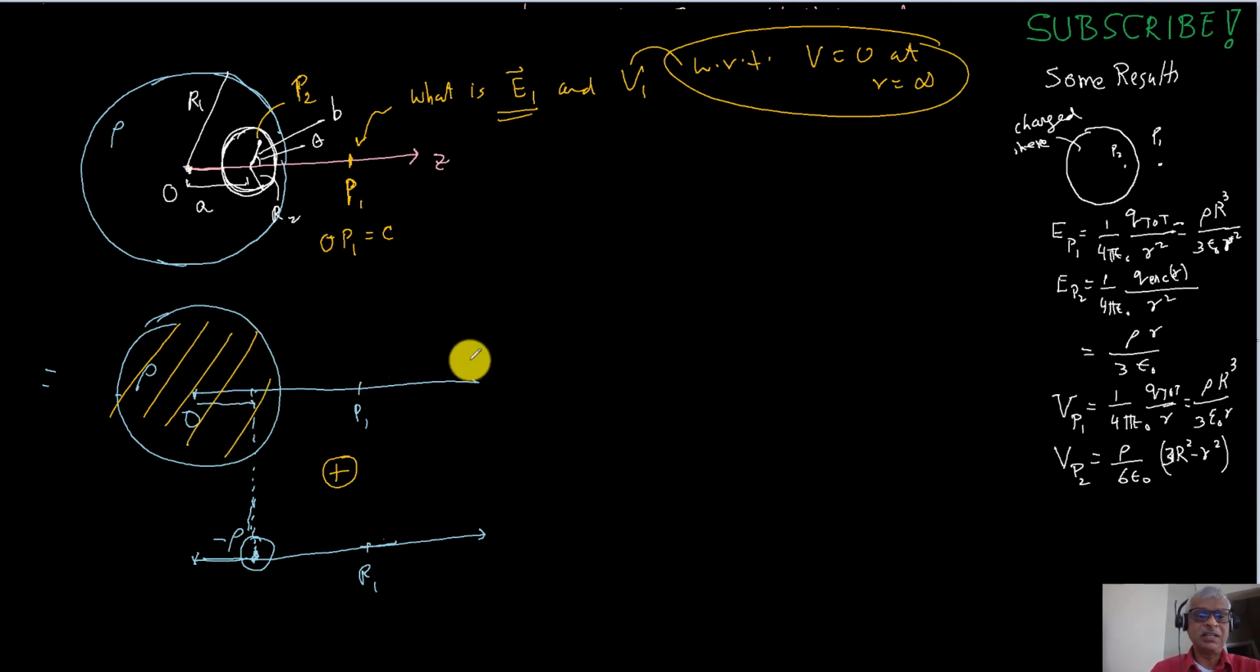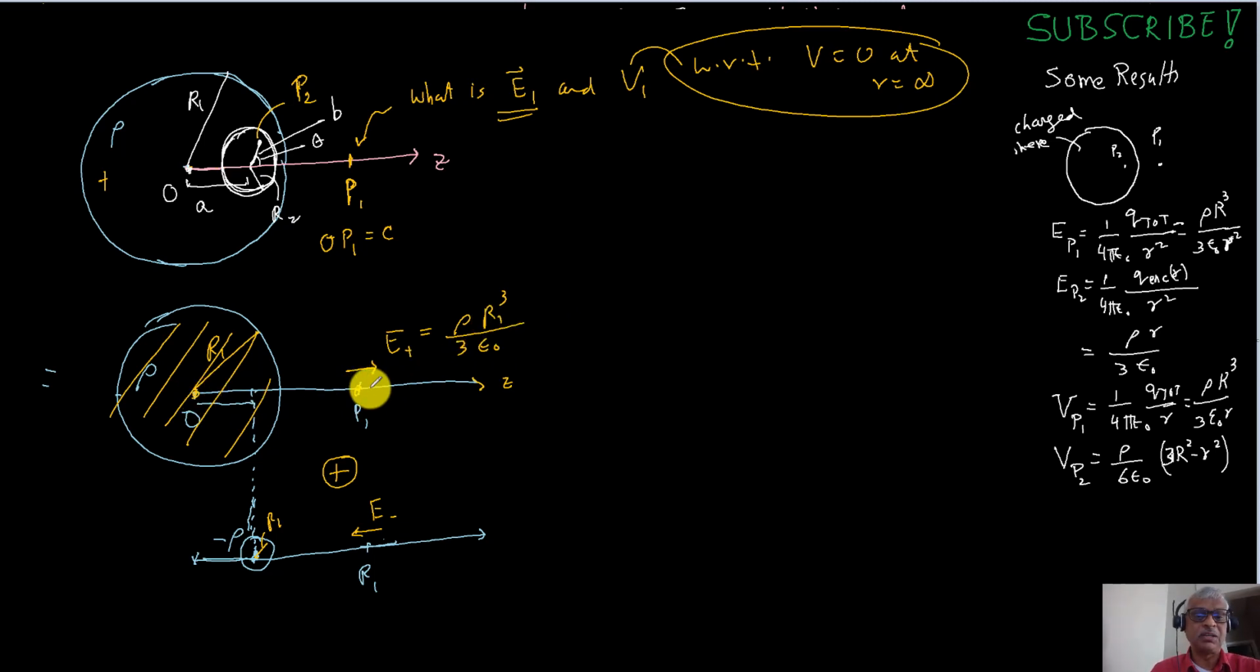If this is the z-axis, the electric field is pointed that way over here, and this way over here. Let's call this electric field E plus, and this electric field from the minus, and I will add them vectorially. Because I'm outside, I need the whole charge. So this is rho, and this is R1, and this is R2. So this is rho R1 cube over 3 epsilon naught.